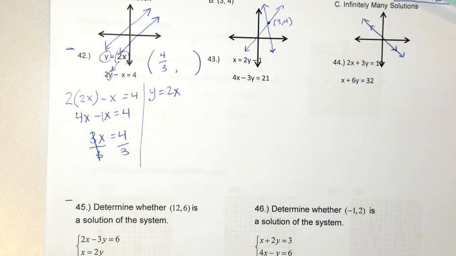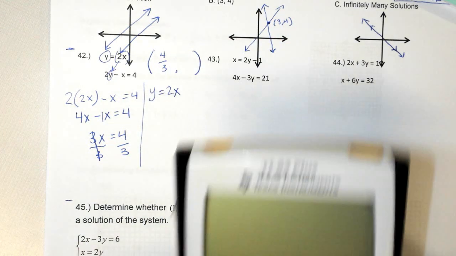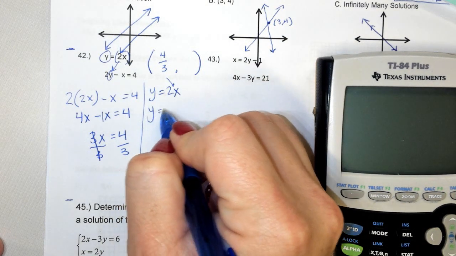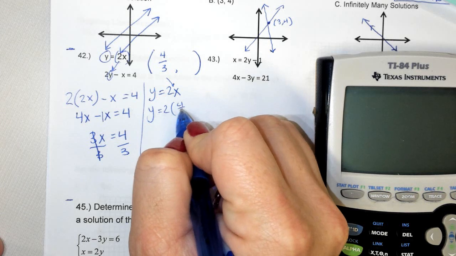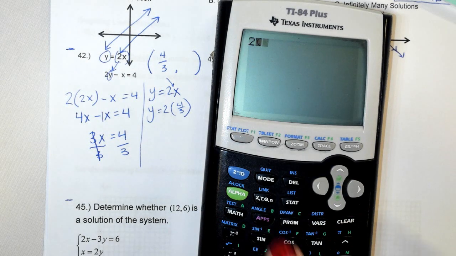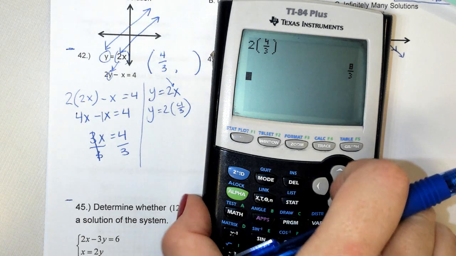So now, using my calculator, I'm going to plug in 4/3 for x. So y equals 2 times 4/3. And then I can type that in my calculator. I always want to do it as a fraction because if I do it as division, it's going to give me an ugly decimal. And I get 8/3.